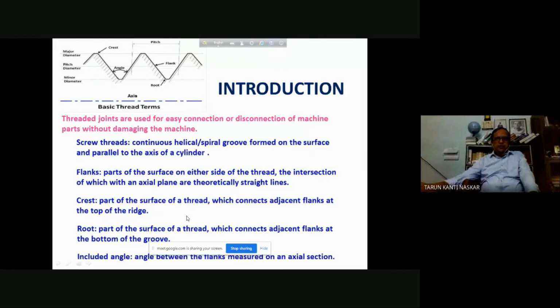Now, included angle is the angle between the flanks measured on an axial section. This is the included angle, measured on the axial section. That means the section plane containing the axis of the cylinder.